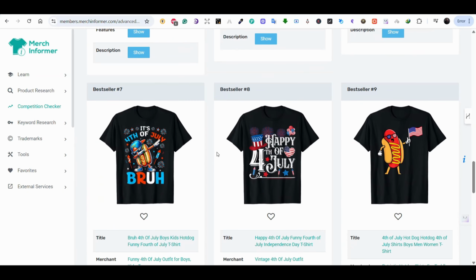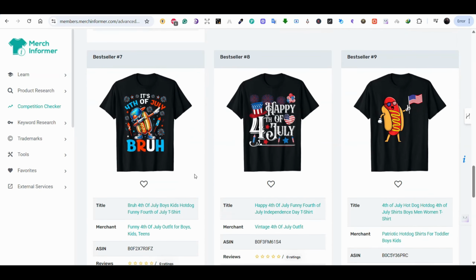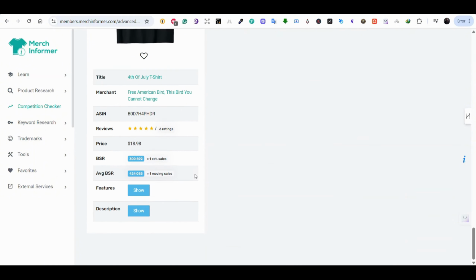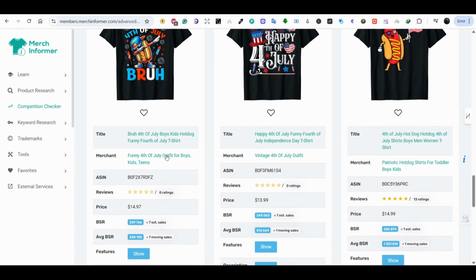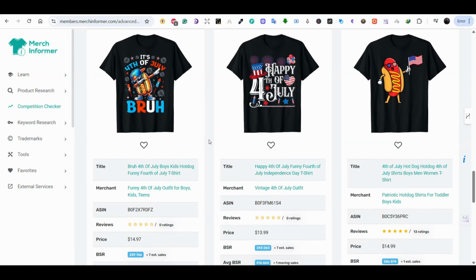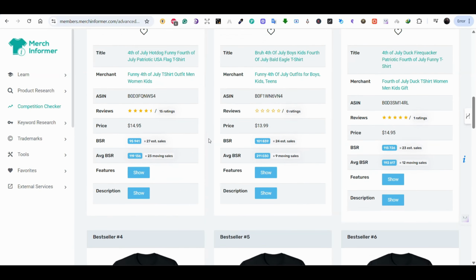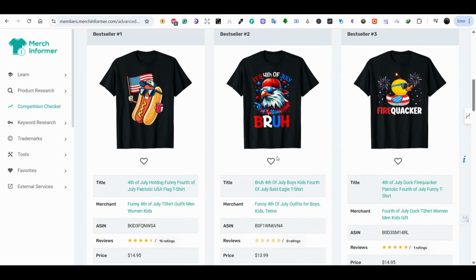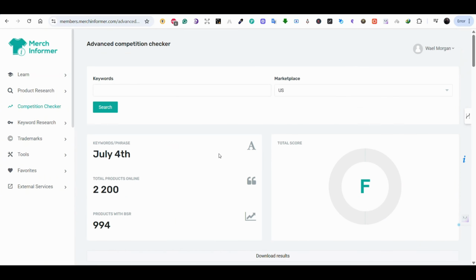We can try to see if narrowing the 4th of July keyword to bro 4th of July is going to work, or is going to direct us to a low competition keyword. This one also says it's 4th of July bro, so I'm going to copy bro and enter the keyword. It's 4th of July bro, and press on the search button, and we got a score of an A.